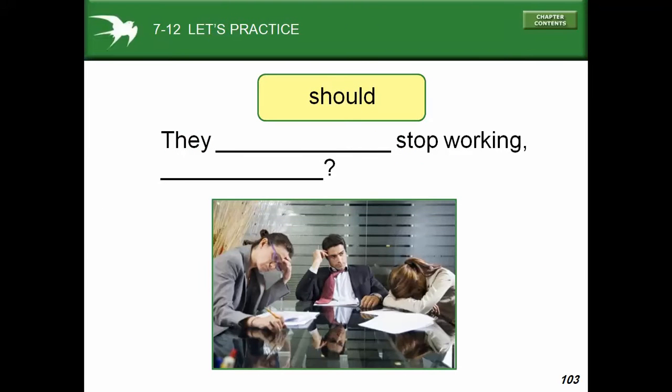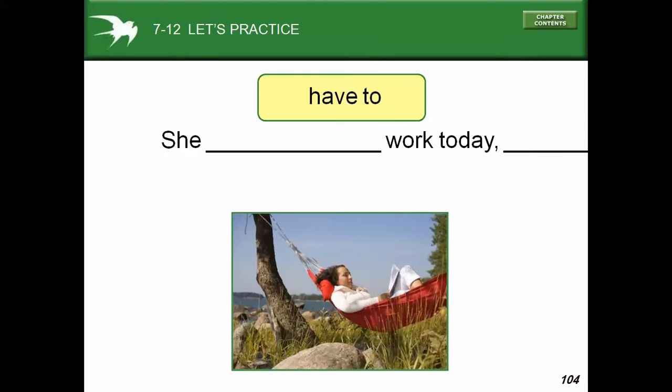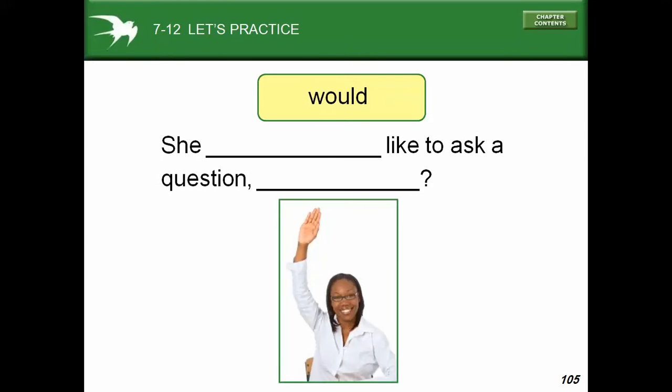Should here. Okay, let's practice. They should stop working, shouldn't they? She doesn't have to work today, does she? She would like to ask a question, wouldn't she?